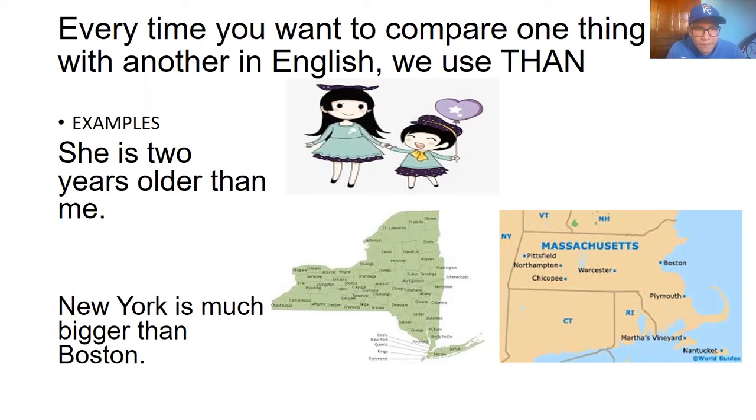So here we have the comparison of one sister with another, and we use "than" to say that she is 2 years older. New York is much bigger than Boston. Here we are comparing two cities and we're saying that one is bigger, and we use "than".